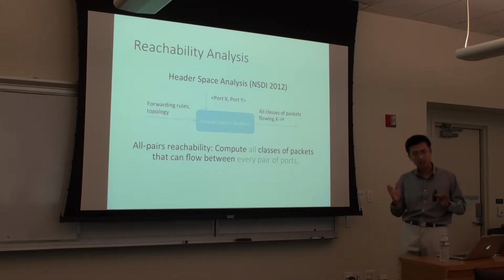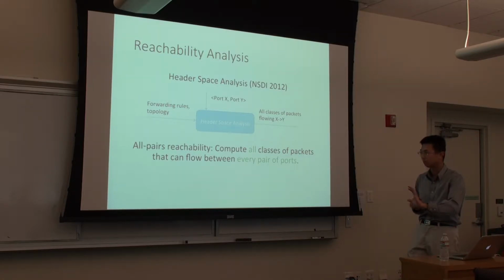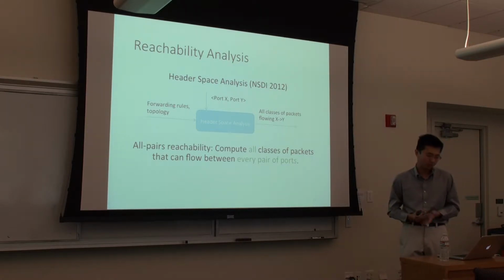The original header space analysis only tells you the reachability between one pair of ports. But we can push this method a step further. We can compute an all-pairs reachability table. In other words, we want to calculate all classes of packets that can flow between every pair of ports. So what do I mean by that?